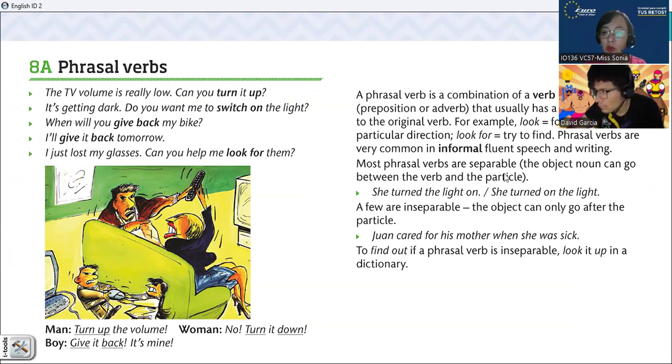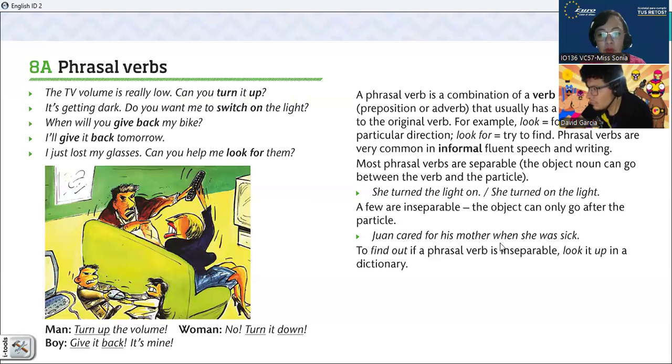Most phrasal verbs are separable. So the ones that we saw, the object can go between the verb and the particle. She turned the lights on. She turned on the light. So some of them can be separable or not, both are correct. When you separate, the object is in between the verb and the preposition or the adverb, the particle. A few are inseparable. How do we know that some of them are separable or not? By practicing them, because phrasal verbs are part of the vocabulary. So it's just by practice.